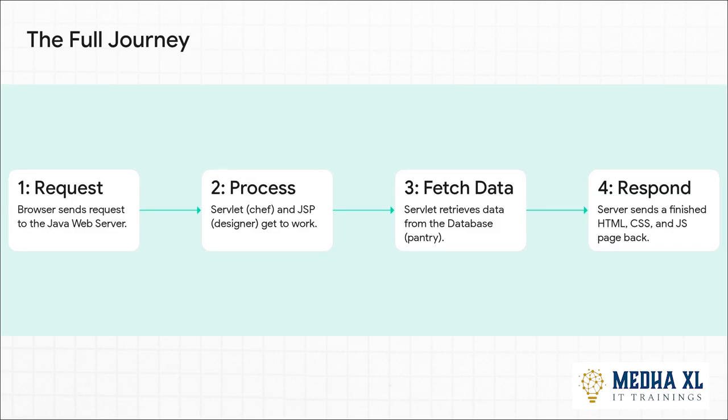So let's put it all together. Here's the full journey, soup to nuts. Step 1, your browser sends a request. Step 2, the servlet, our chef, and the JSP, our designer, process that request. Step 3, the servlet has to fetch the data from the database, our pantry. And finally, step 4, the server sends a beautiful, fully formed web page back as the response. It's an incredible dance, and it happens in the blink of an eye.